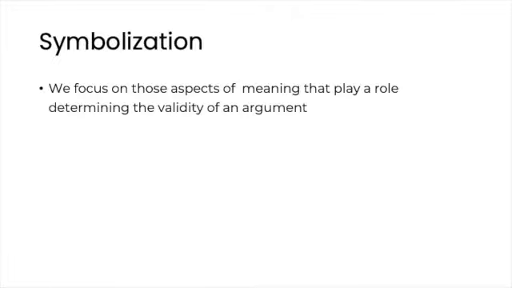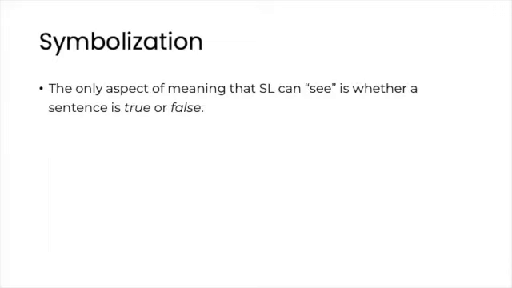Okay, when we do symbolization, we're using the resources of SL to try to capture an important part of the meaning of English sentences. In particular, that part of the meaning that plays a role in helping determine whether an argument is valid or not. Also, remember that while SL is free from ambiguity, it is really impoverished in terms of what it can express. It is blind to the connotations of sentences, or to what they can be used to suggest, or about how they can be interpreted differently in different contexts. The only thing that SL cares about, the only thing it can see, so to speak, is whether a sentence is true or false. That's all.